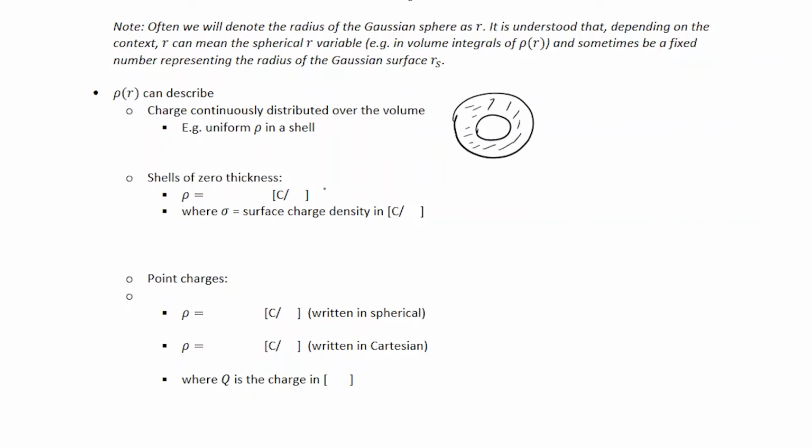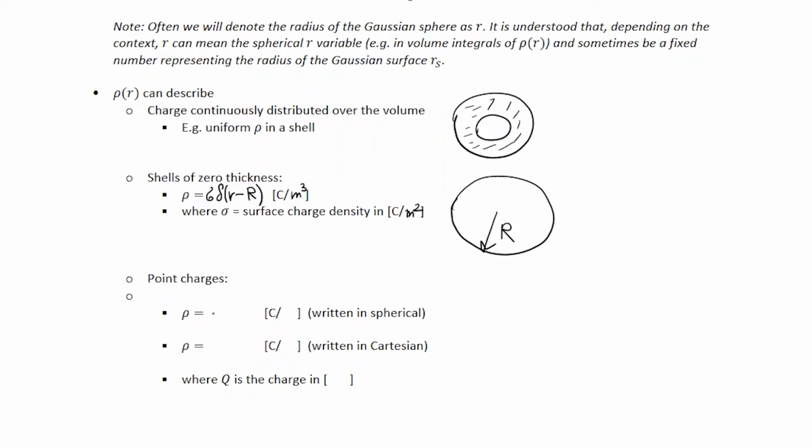You could also have shells of 0 thickness of whatever radius, say r. Expressions for such a shell would be sigma delta of r minus the radius of the shell, and it's measured in coulombs per meter cubed, just as any other charge density. Now, sigma, which is the surface charge density, would be measured in coulombs per meter squared, because it's the amount of charge per unit surface of the shell.